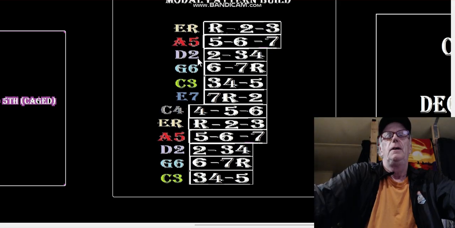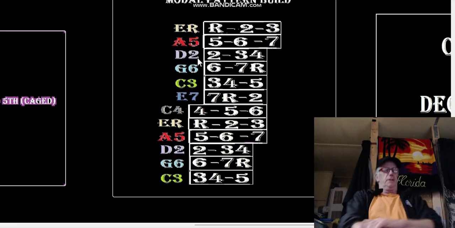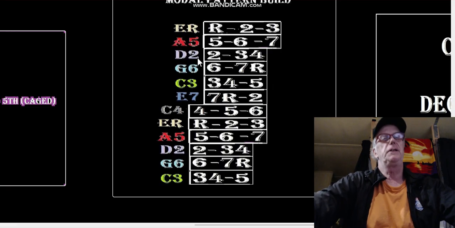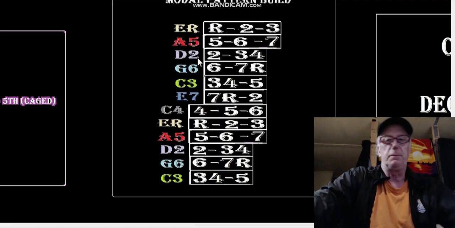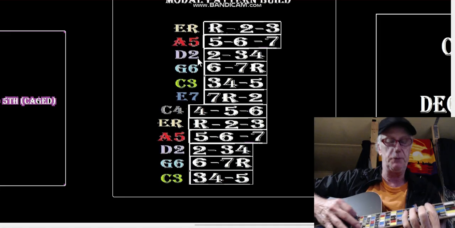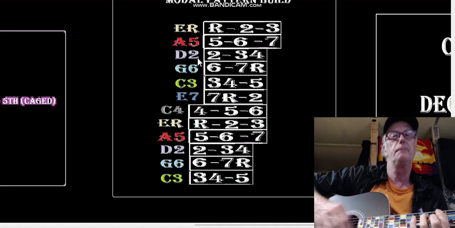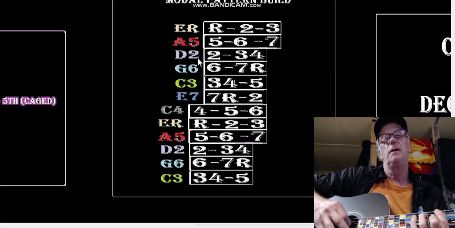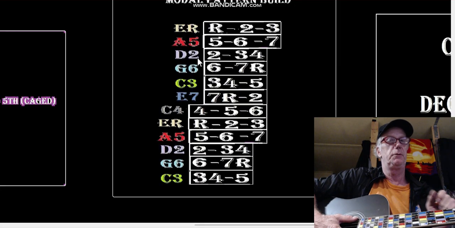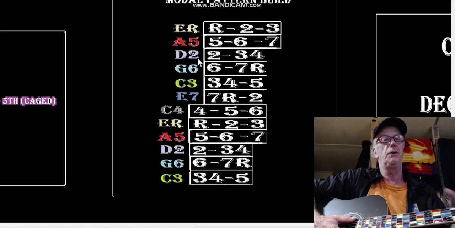Okay, so the point that I was trying to make was you want to play it when you're playing in Mixolydian. If you're going to play a diatonic, you want to play the diatonic of the Ionian. So if we're doing a G7, we can do the diatonic of the C, which is the Ionian of that.